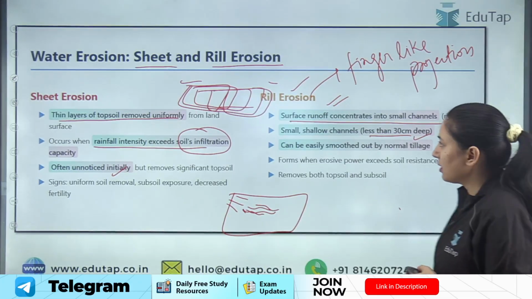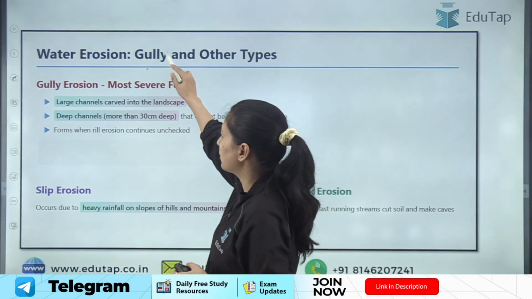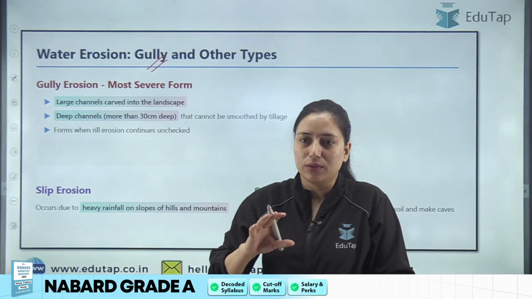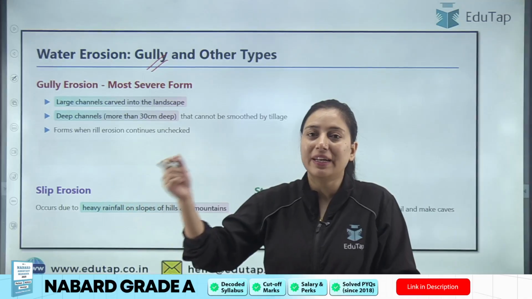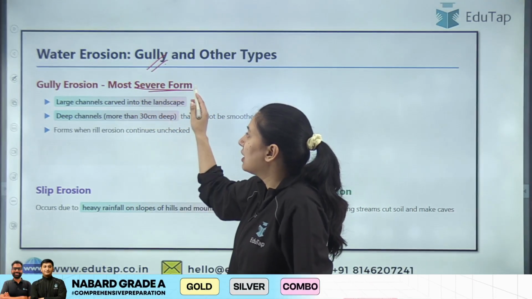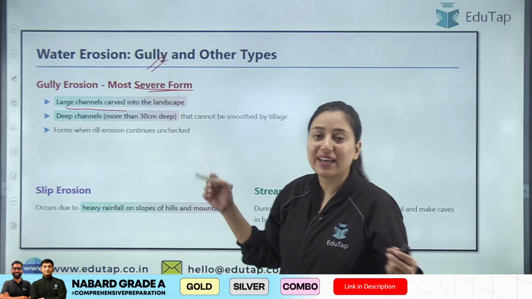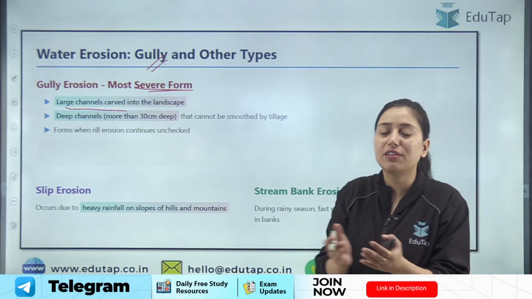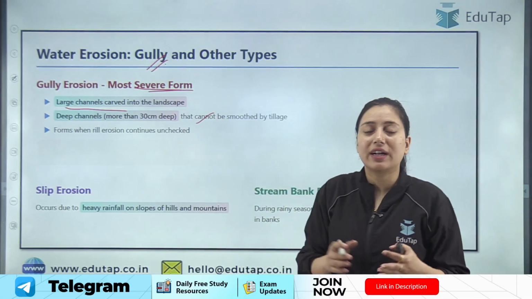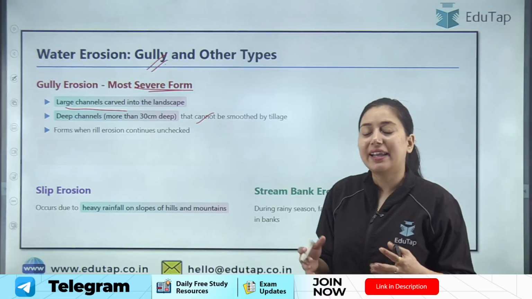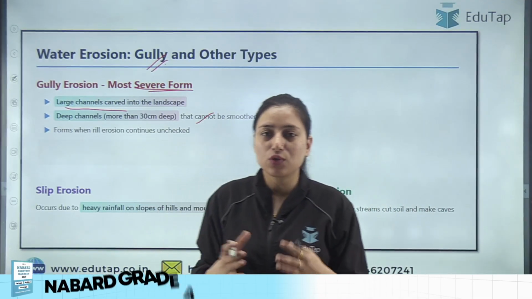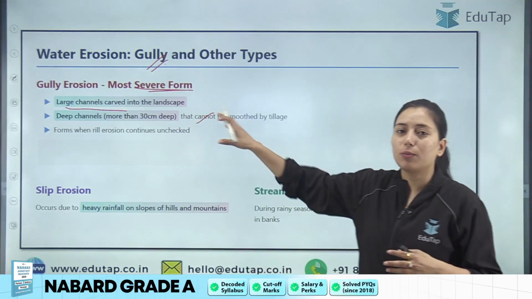Now next we have gully and other types of erosions. Now students, when this rill erosion prolongs for a longer duration of time, it leads to the formation of gully. It leads to gully erosion. Okay, it is the most severe form. Now larger canals are formed, like this small rill will form a large gully. Okay, and this gully is very deep. It has a depth of at least more than 30 centimeter. Okay, and again they cannot be cured easily. So this is basically the most severe form of water erosion.